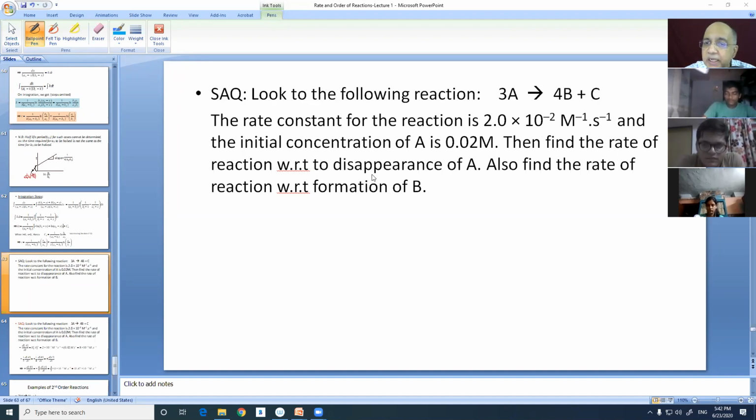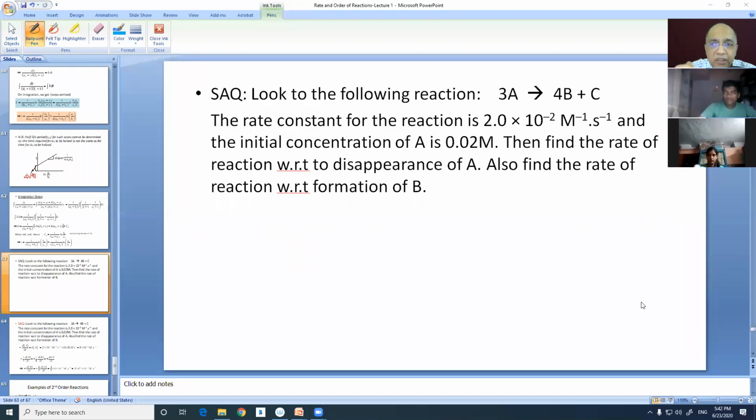And find the rate of disappearance of A. Its K is given. So find this, minus dA by dt. Then write the rate expression: minus 1 by 3 dA by dt is equal to plus 1 by 4 dB by dt. C is not required because it's not asking the rate of formation of C. So you can find the rate of formation of B if the rate of disappearance of A is known. First you find the rate of disappearance of A.